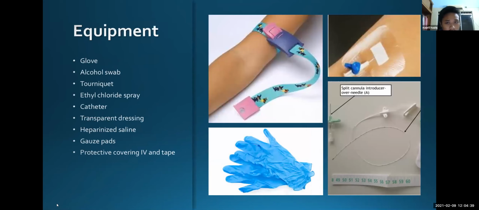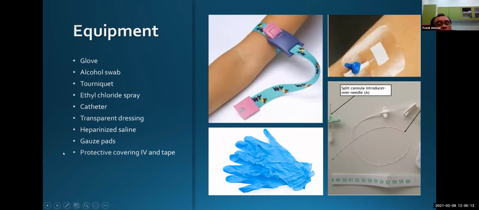And then for equipment, the equipment that we need is gloves, alcohol swab to prevent contamination, tourniquet, ethyl chloride spray that is used to prevent pain caused by the injection, catheter, transparent dressing, heparin saline. Heparin saline is used in the first step, where we flush it into the catheter to prevent blood from clotting and prevent complications. And then gauze.